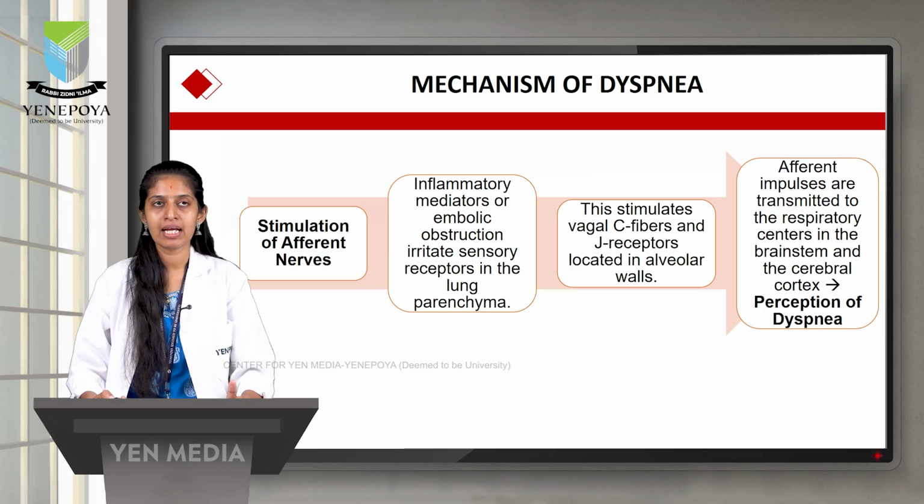Coming to the mechanism of dyspnea, before going to how to assess dyspnea, you should be aware of the physiology behind dyspnea. There are three mechanisms behind dyspnea. The first one is stimulation of afferent nerves. What do we mean by stimulating the afferent nerves?